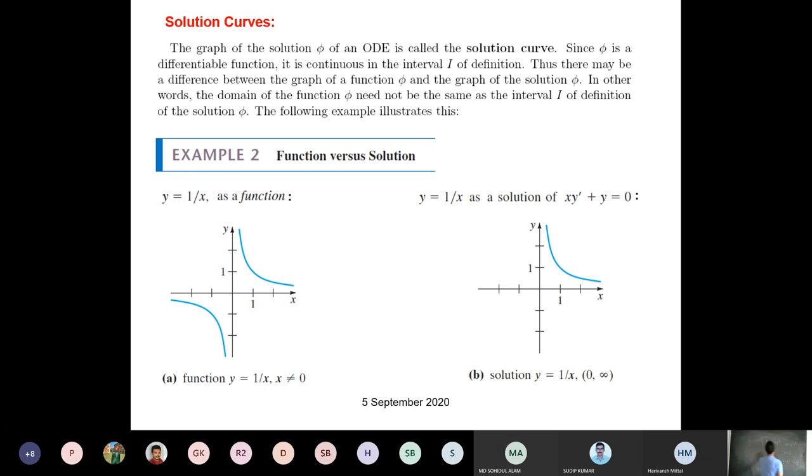Now suppose I consider dy dx equal to minus 1 by x squared. Obviously y equal to 1 by x would be a solution, right? Is it okay with everybody? Now if I consider the interval of definition of this differential equation, of which y equal to 1 by x is the solution, can I say that the domain of definition of the solution is this? Can somebody answer? 1 by x is not differentiable at 0. That is fine. My point is, can I use this as my interval of definition of the solution?